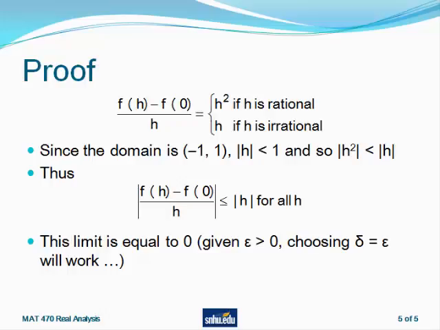At this point, the rest of the proof is pretty straightforward. This difference quotient goes to 0, and in fact, if we're given epsilon greater than 0, we can actually choose delta equals epsilon, and that will work. So you need to finish this proof, but the rest of it is pretty straightforward.